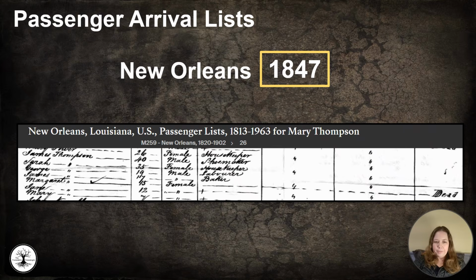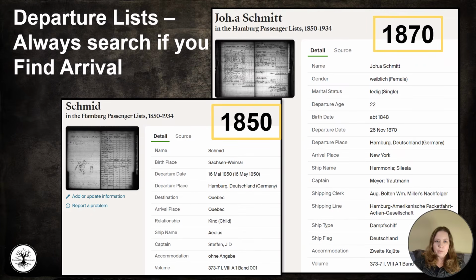It did have occupation. That's pretty early to have that, but it did not have great detail about the family's origins. It just said Ireland, but it did note that one of the children did die on passage.